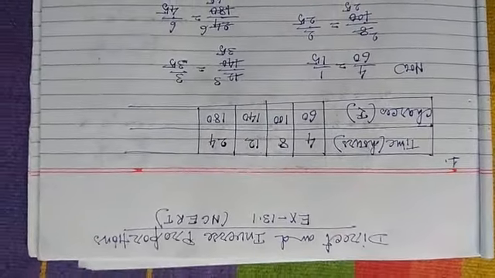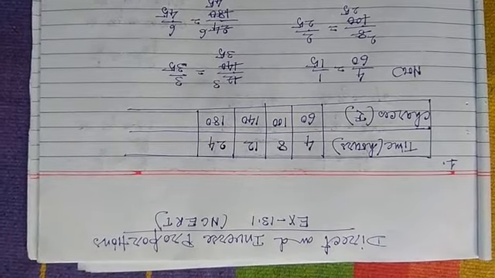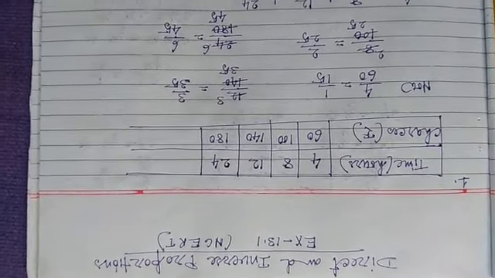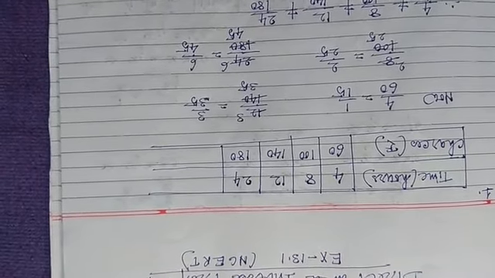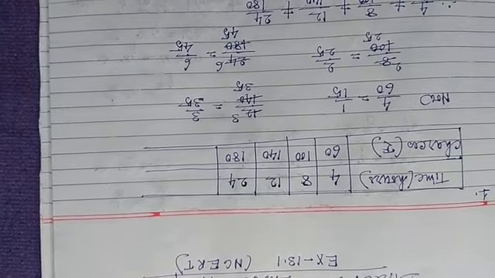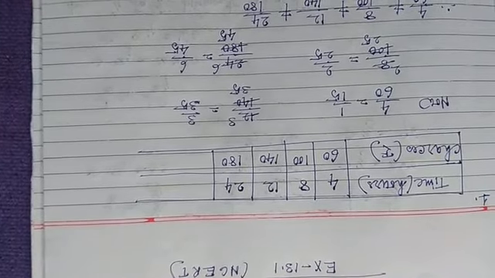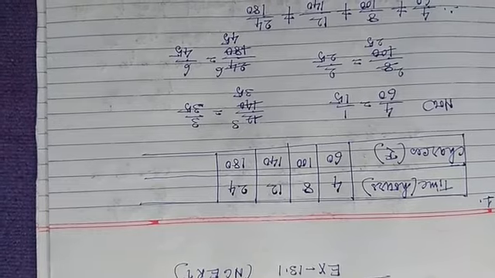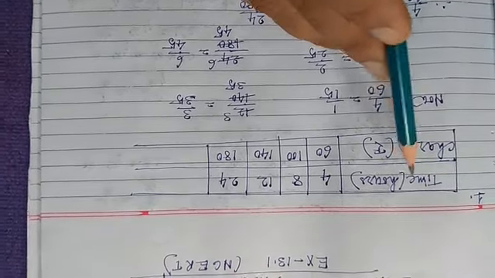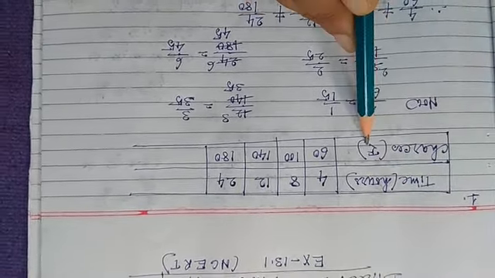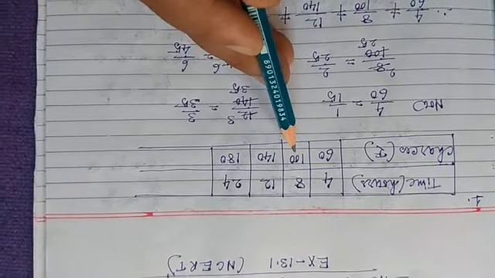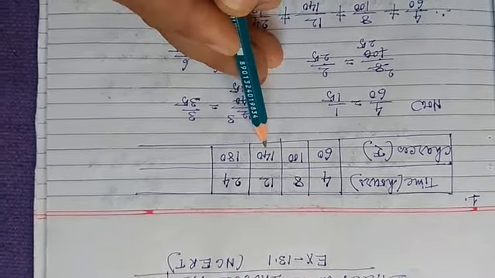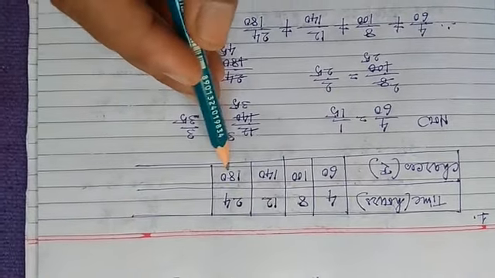Now go to exercise 13.1 from NCERT, direct and inverse proportion, question number 1. Here in the book it is given, following are the car parking charges near a railway station. So 4 hours car parking charge is rupees 60. This is the time and this is the parking charge. Car parking charge for 8 hours is rupees 100, 12 hours 140, 24 hours parking charge is rupees 180.